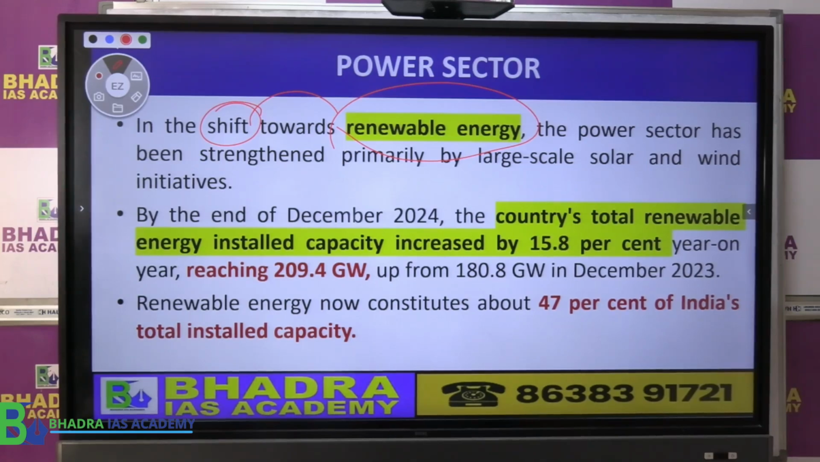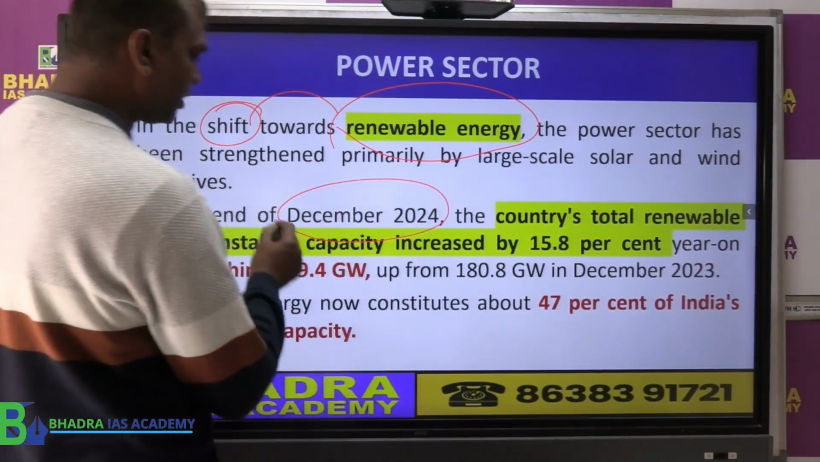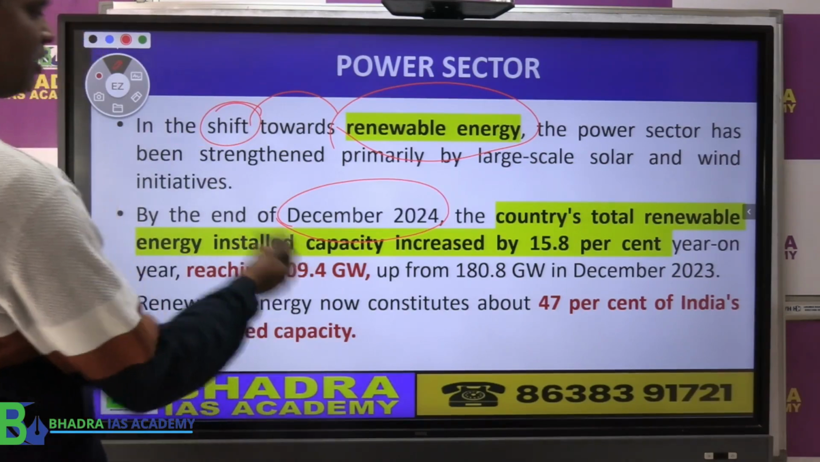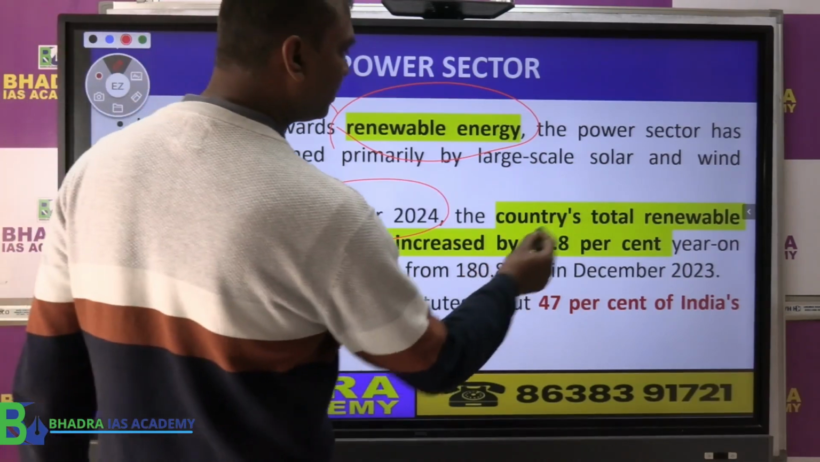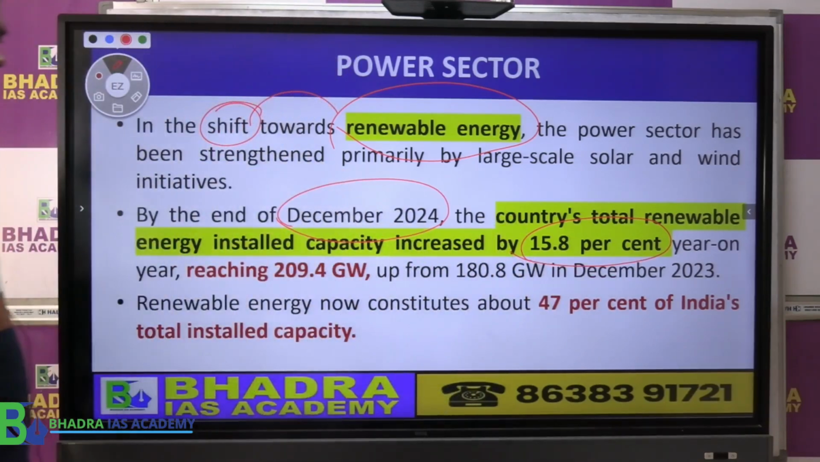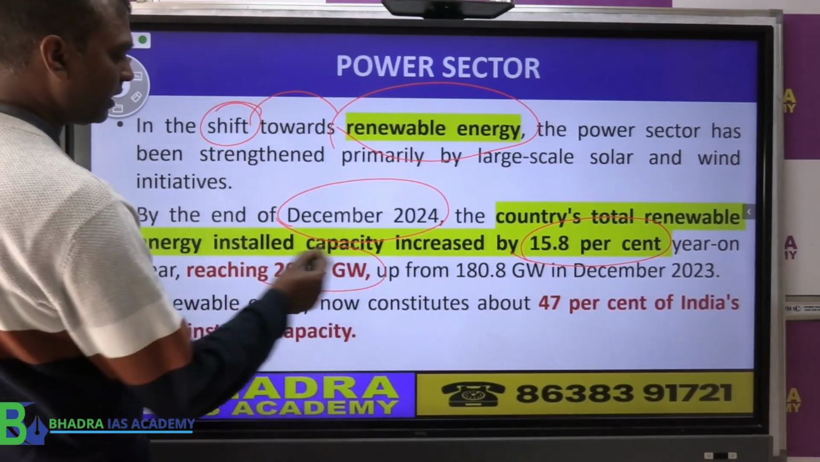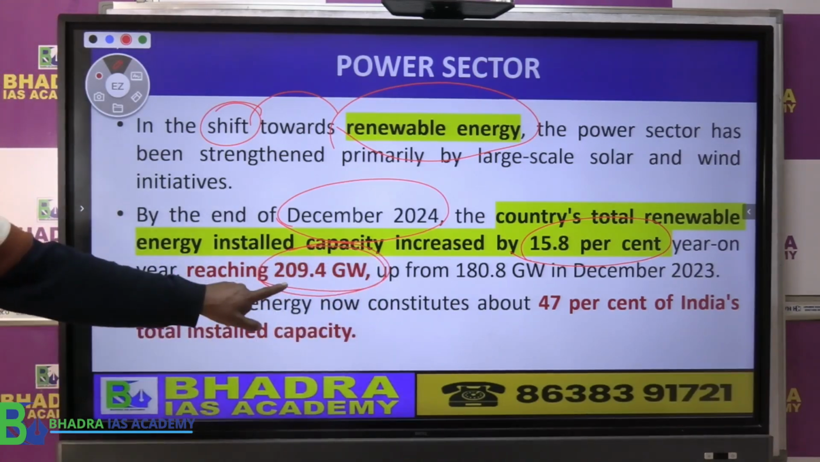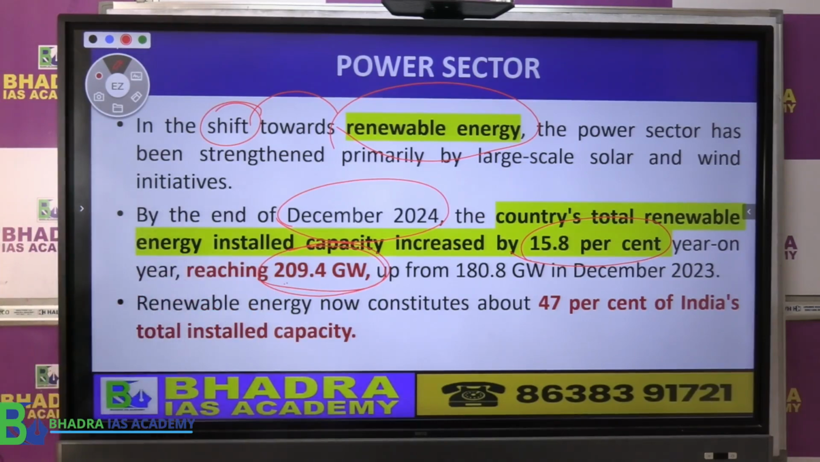Now, what is our current capacity? If you look here, by December 2024, just before the Economic Survey was prepared, India's renewable energy installed capacity increased by 15.8% compared to last year. So how much installed capacity do we have? We have 209 gigawatts as of now. That is the update given.